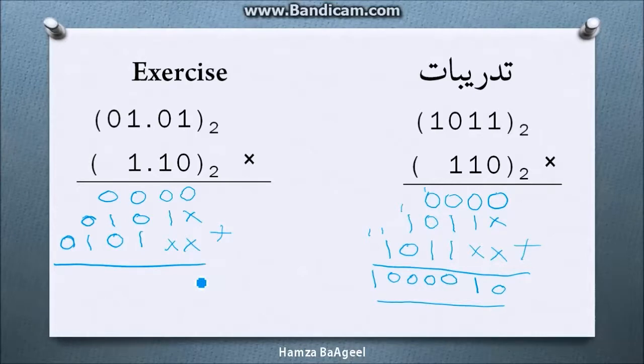Here 0 صفر ما في أحد جنبه. Here 1 because 0 and 1. And here 1 also. And here 1 also. And here 1 also. And here 0.